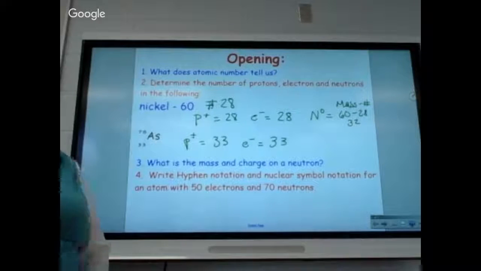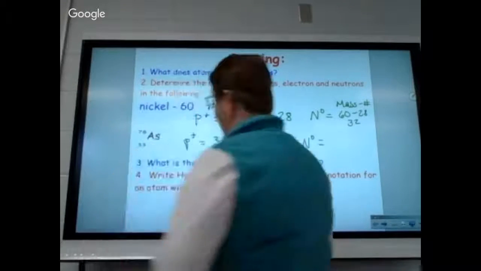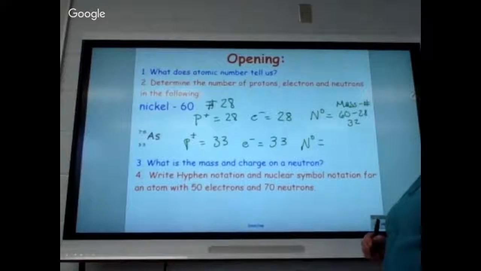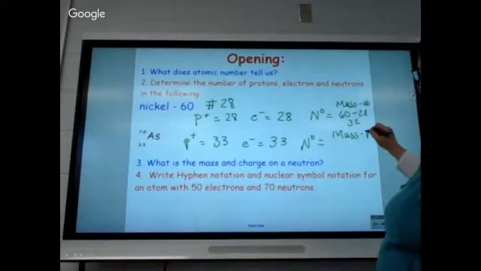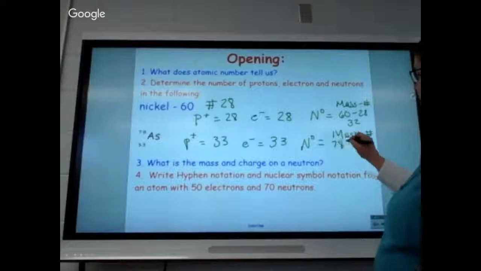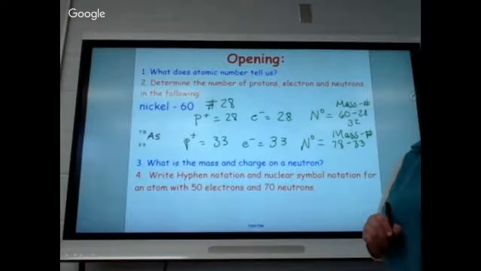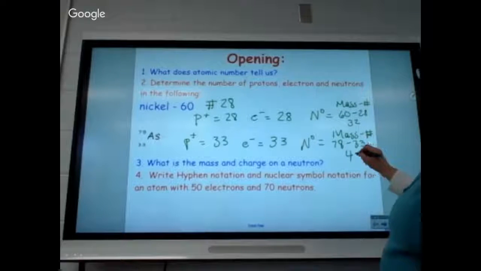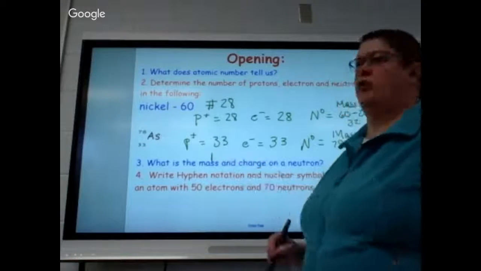All right. So how do I find my neutrons, Brian? No. To find the neutrons, we do what? You subtract mass minus number. So we take our 78 minus 33, and what do we get? 45? Is that what you said? All right. So what's the mass and the charge on a neutron? Destiny, what's the mass on a neutron? You look it up in your notes? All right, so the mass on a neutron is 1. What's the charge, Dylan?